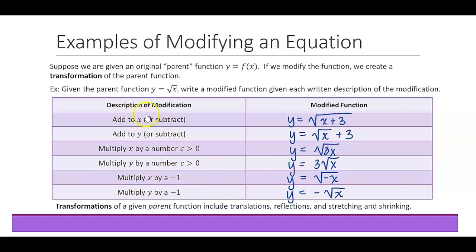So here, basically, anytime we're affecting the value of x, we have to be with the x, so in this case underneath the square root symbol. And if we're affecting the value of y, then that is going to be on the outside, either added or multiplied, outside of the square root symbol. Now these transformations of a given parent function include translations, reflections, and stretching and shrinking. So we're going to take a look at each of those.